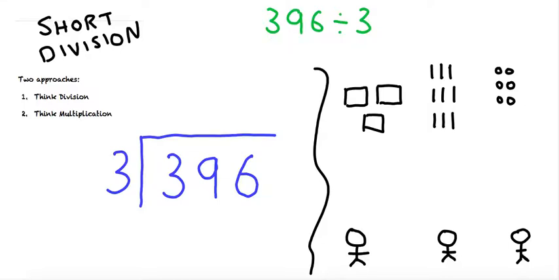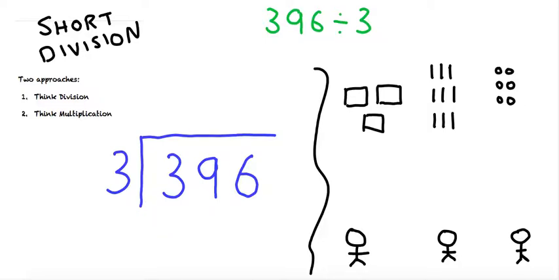But in short division, we actually are reading right to left, and we use this funny looking hut, I call it. And so we actually read it this way, and we say 396 divided by 3, and we write our answer on top of the roof. A bit weird, a bit funny, but that's how it is.